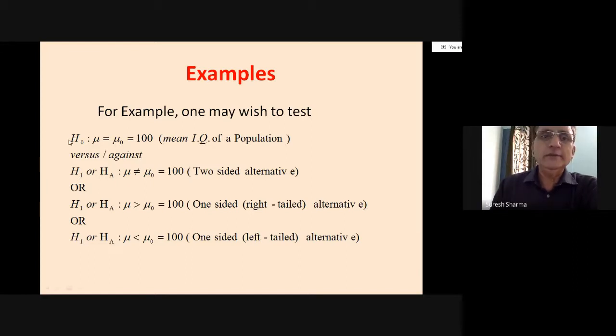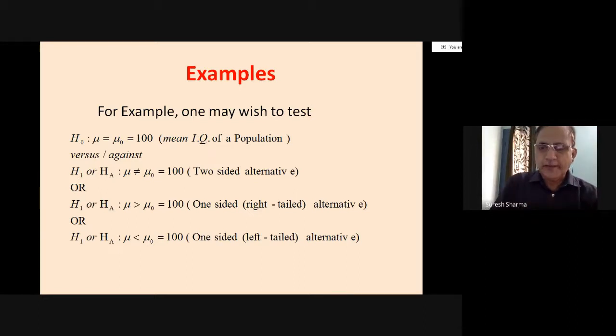So I'll frame the hypothesis. If there is no difference, I'll write down that mu1 is equal to mu2. That means performance of both the schools is same, and alternative that they are not same, right? So this is how we need to frame null and alternative hypothesis.